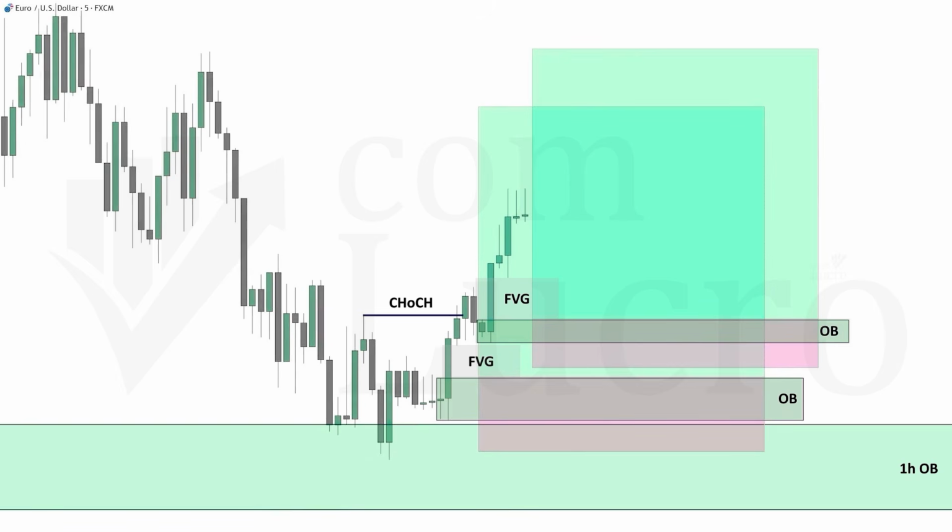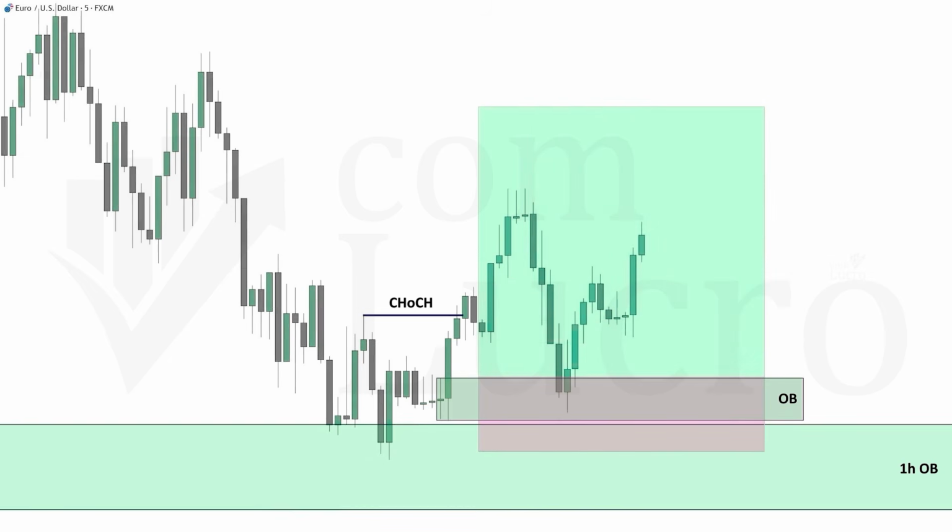This approach is important because the pullback to the very first order block doesn't always happen. Sometimes the market only returns to the second one before continuing higher. In the worst case scenario, the price could drop deeper and hit both stop losses. And that's why we always trade with reduced risk. Now, let's see what happens next.